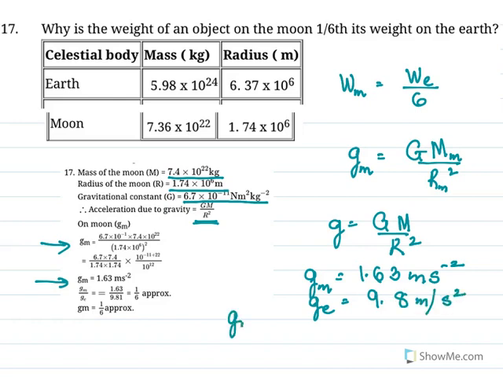So when we divide the g of the moon by the g of the earth, that is 1.63 over 9.8, approximately we get the value 1/6. So the acceleration due to gravity of the moon is less than the acceleration due to gravity of the earth.